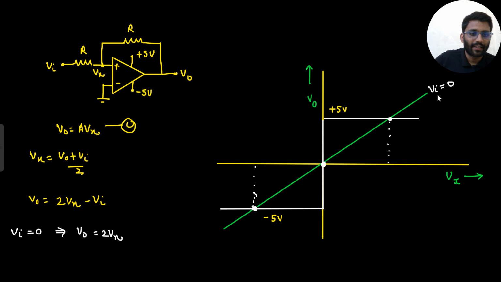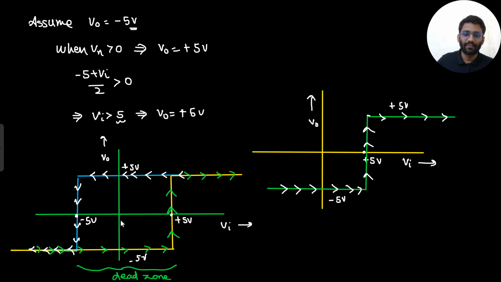One more thing we will check. For Vin equals 0, what did I say? You can have two outputs, plus 5 and minus 5, not 0. Let's check in the static curve. For Vin equals 0, what are the outputs you are having? Plus 5 and minus 5. I told you this is the dead zone. So in the dead zone, you can have two outputs, plus 5 and minus 5.